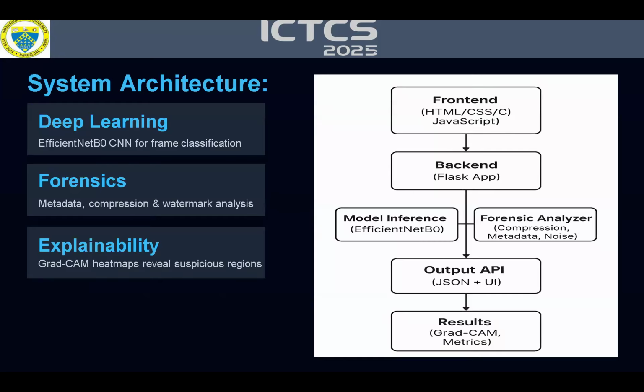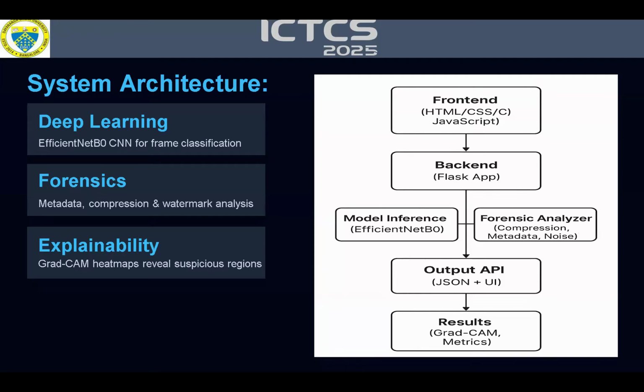Coming to the system architecture that we have devised: first there will be a front end, where we'll create a site where people will be able to upload videos. Then there will be a back end. In that, two things will mainly be working: first the deep learning model, that is EfficientNet, and then the forensic parameters. So both will be running in a coherent manner.